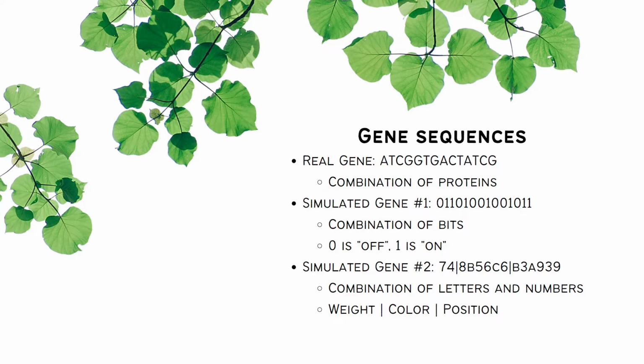In order to represent different solutions, we utilize gene sequences. In nature, a gene is a combination of proteins, as displayed here, usually represented by the letters A, T, C, and G. With a genetic algorithm, the most common representation of a gene sequence is utilizing a combination of bits. Each bit represents a piece to the puzzle, 0 being off and 1 being on. There are other ways to simulate genes, as displayed here. It's a combination of letters and numbers, with each portion of the string representing weight, color, or position.